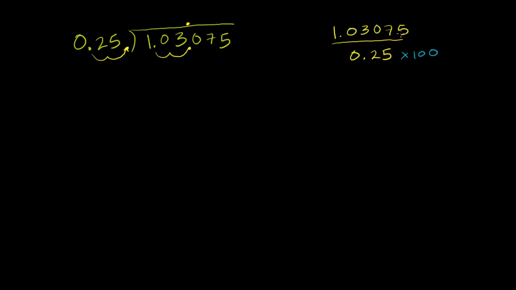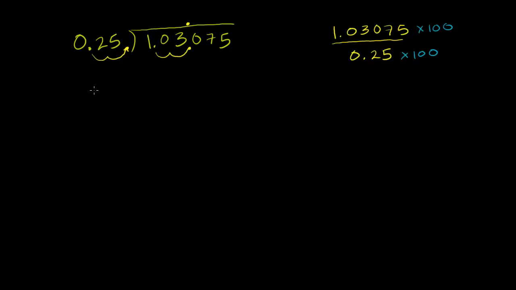So we also have to do the same thing to the numerator if we don't want to change this expression. We don't want to change the number. So we also have to multiply that by 100. And when you do that, this becomes 25, and this becomes 103.075. Now, let me just rewrite this. Sometimes if you're doing this in a workbook or something, you don't have to rewrite it as long as you remember where the decimal is. But I'm going to rewrite it just so it's a little bit neater.